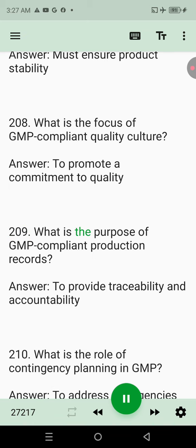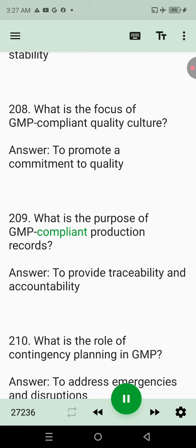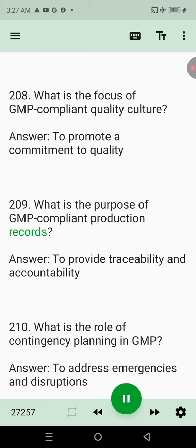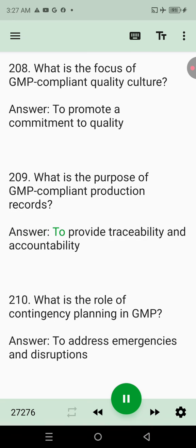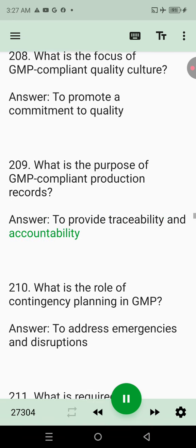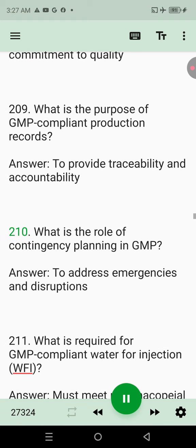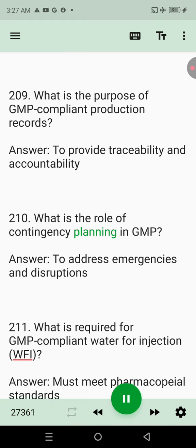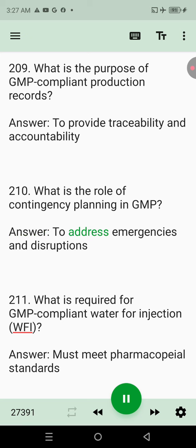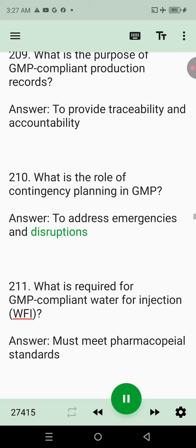209. What is the purpose of GMP-compliant production records? Answer: to provide traceability and accountability. 210. What is the role of contingency planning in GMP? Answer: to address emergencies and disruptions.